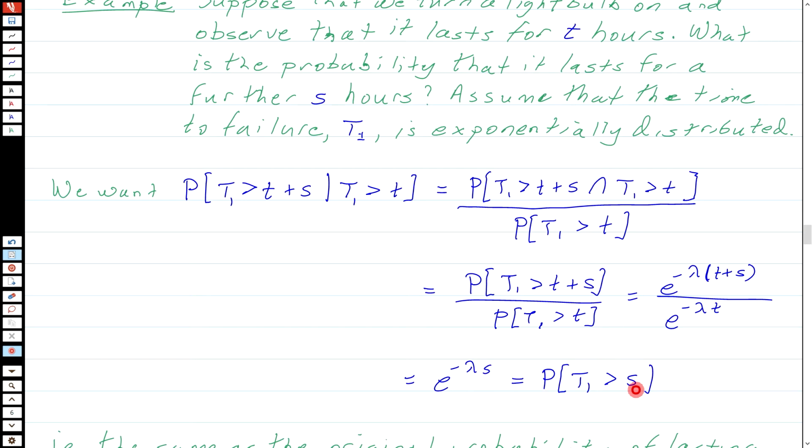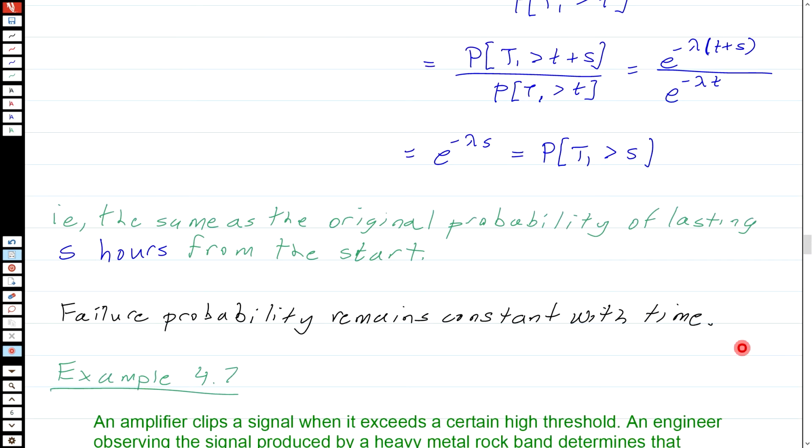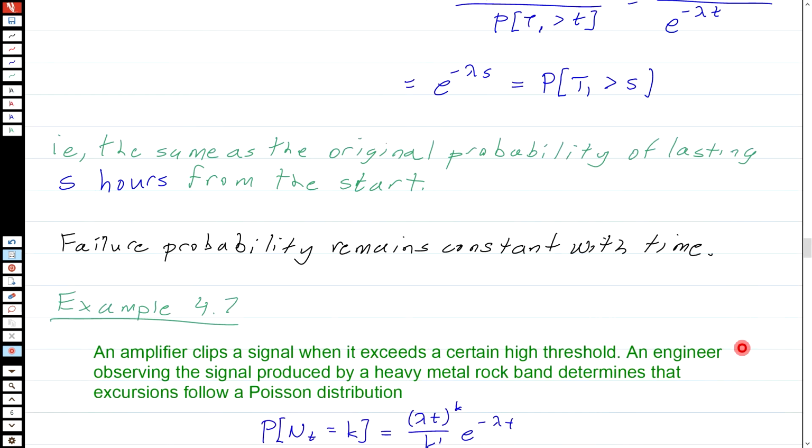In other words, it didn't matter that it lasted for t hours. The probability that it's going to last another s hours is exactly the same as when we first turned it on. This is again an illustration of the fact that every instant has the same probability of failure, and all of the trials are independent. So the fact that it lasted t hours doesn't make any difference to the next trial. It doesn't remember that at all. The probability of it failing is exactly the same as it was from the start. So, as I mentioned, the failure probability remains constant with time.